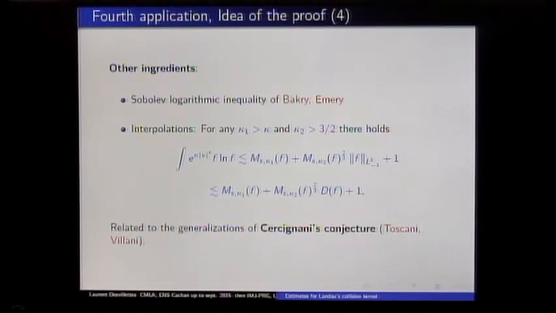All of this is related to the generalization of Cercignani's conjecture. The first proof of the original conjecture is due to Toscani and Villani. It was about 15 years ago. And then there were generalizations by Villani. And thanks to this proof, there is yet another generalization in different directions, which I don't want to explain too much.